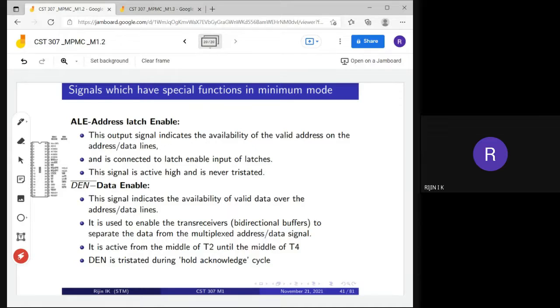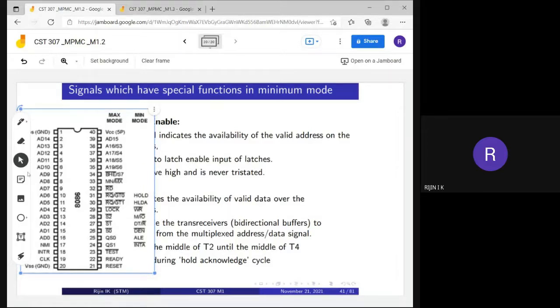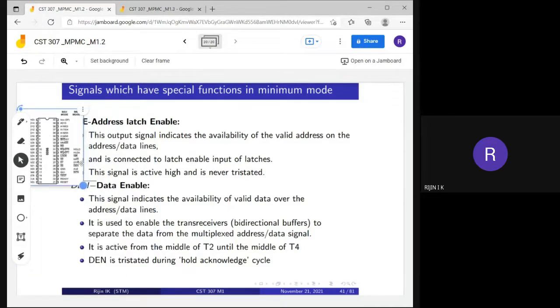function in minimum mode. In that first one is ALE. Okay, ALE, or we can call it as address latch enable. Okay, ALE, this one 25. Okay, ALE, address latch enable. What is ALE? What are the functions of ALE?